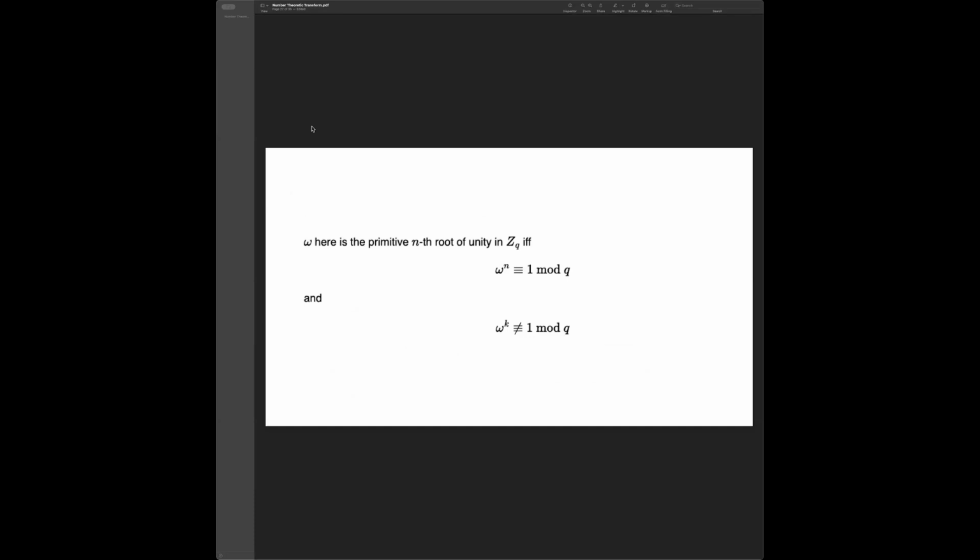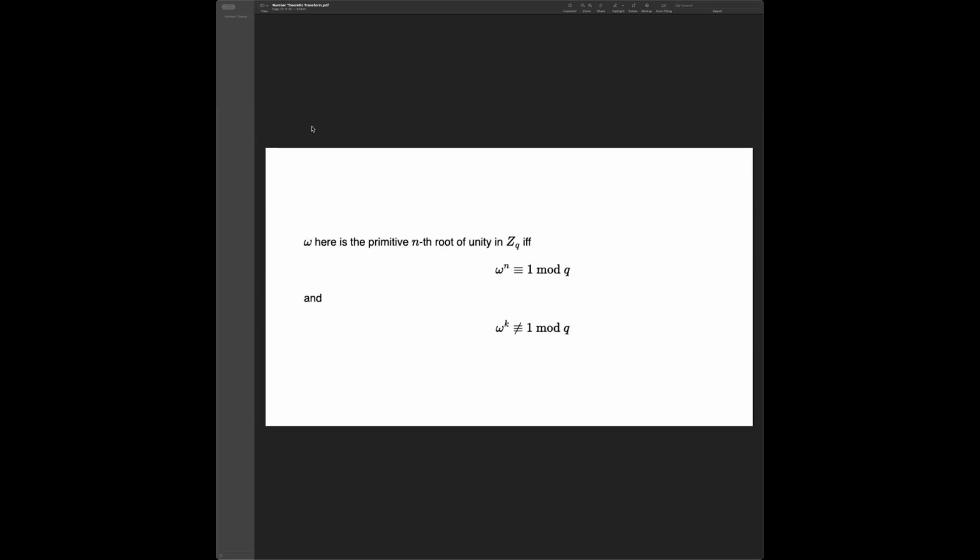Omega here would be the primitive nth root of unity in ZQ, if and only if omega to the n is equivalent to 1 mod q. And then for all k less than n, you cannot have an omega to the k that is equivalent to 1 mod q. And here we have another definition that we need to clear up, right?